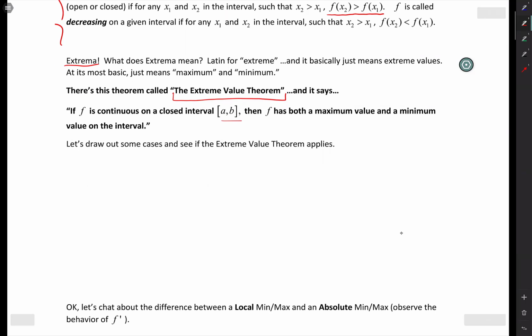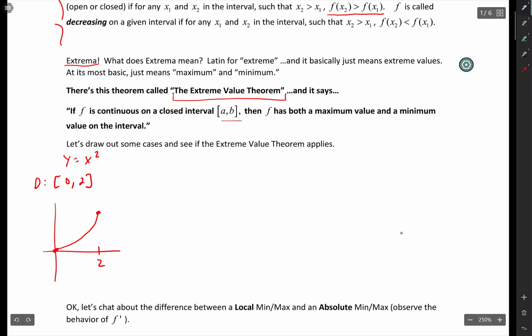And I'm going to draw some examples. So let's draw some examples. y equals x squared, because that's an easy one. The domain, let's make it from 0 to 2. Notice that I put brackets. So y equals x squared, 0 to 2. I'm increasing from 0 to 2. I have a minimum. These are closed. There's my min. There's my max. That's it. That's all it means.